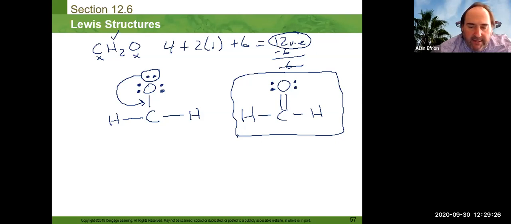Again, if we look at it, hydrogen still has 2, oxygen has 2, 4, 6, and 8. Carbon has 2, 4, 6, and 8 as well. So everybody has 8 electrons. We have still a grand total of only 12 electrons. So this would be the correct structure here. Question on that, how I got there? Okay.